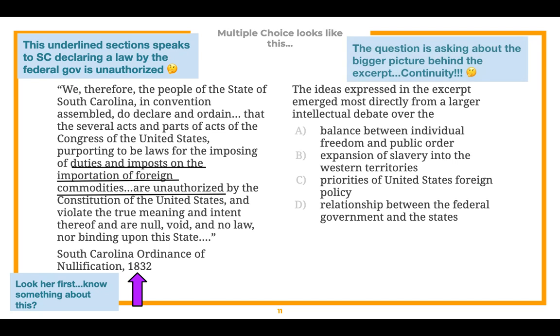That leaves us to look at the question and think about what is a continuity? What is something from the founding of the country that is carried on throughout at least this time period, and according to the question, is still an intellectual debate? Federal government and states' rights. The relationship between these two is a constant. It never changes. It's always there.